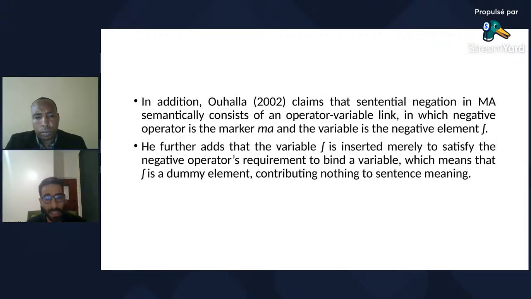In addition, Uhala claims that sentential negation in Moroccan Arabic semantically consists of an operator-variable link, in which the negative operator is the marker ma, so ma is the operator and sh is the negative variable. He further adds that the variable sh is inserted merely to satisfy the negative operator's requirement to bind the variable, which means that sh is dummy, a meaningless element, contributing nothing to sentence meaning. So for him, ma is semantically negative, while sh is not semantically negative.